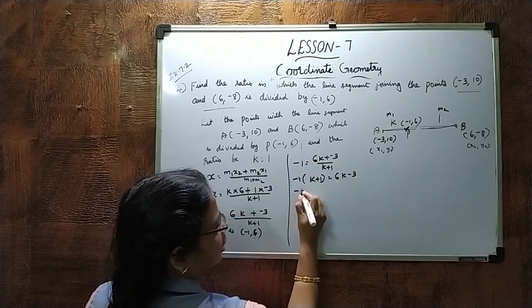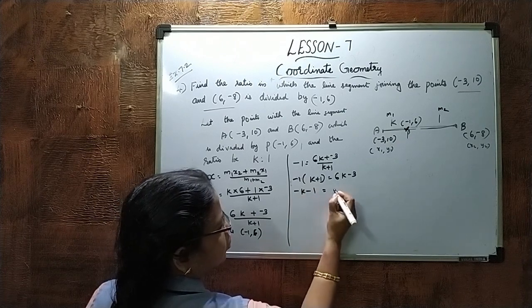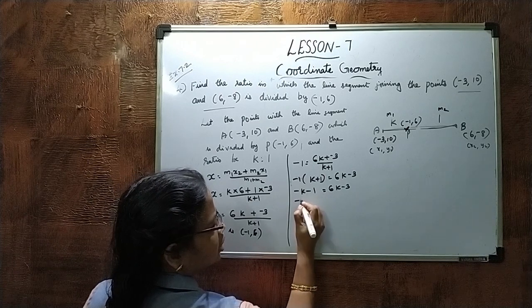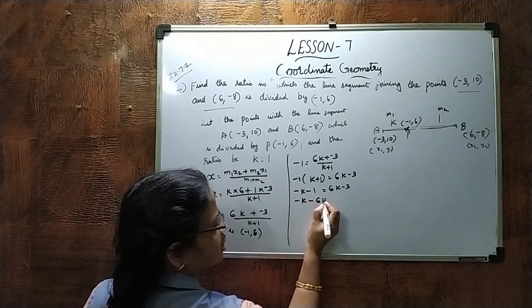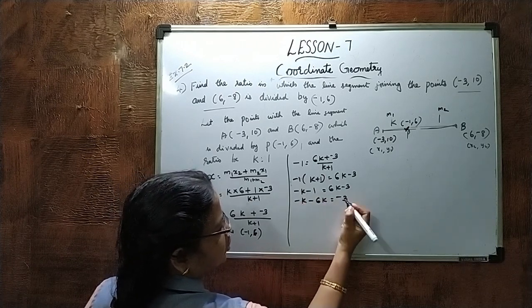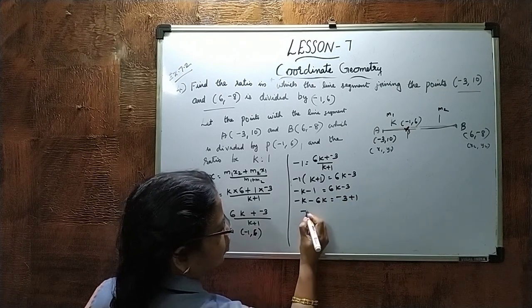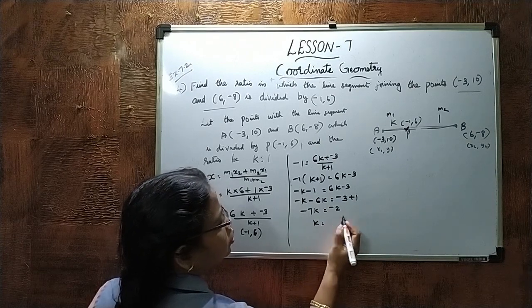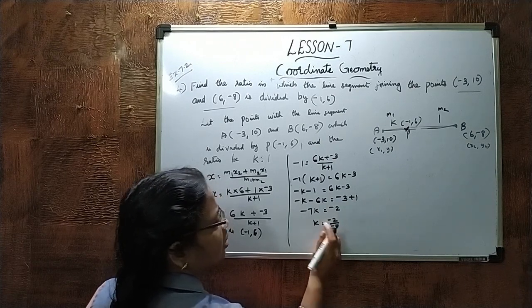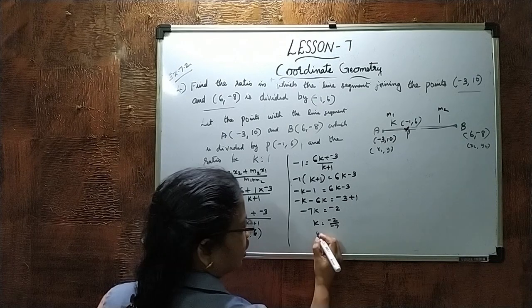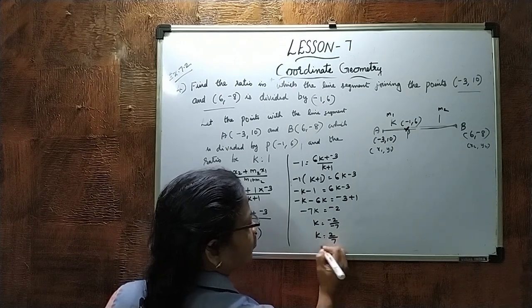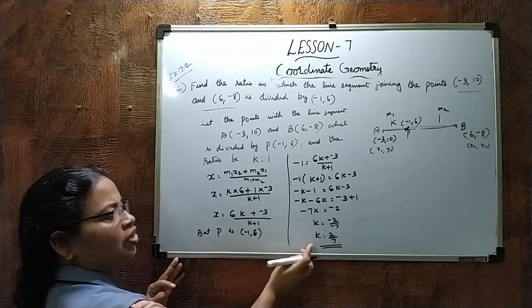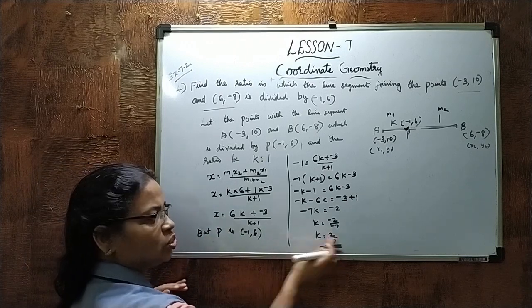Next, negative K minus 1 equals 6K minus 3. Then again take the K terms together: negative K minus 6K equals negative 3 plus 1. It will be negative 7K equals negative 2. K is equal to negative 2 by negative 7. Negative divided by negative is positive. K is equal to 2 by 7. Now we got the answer from this X coordinate comparison. The ratio is 2:7.